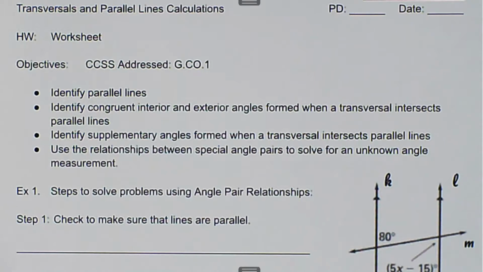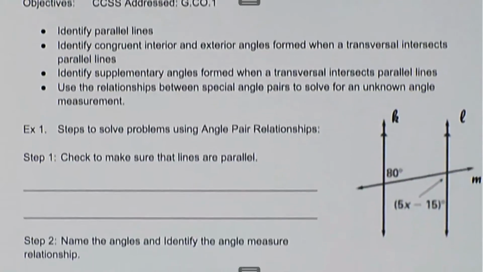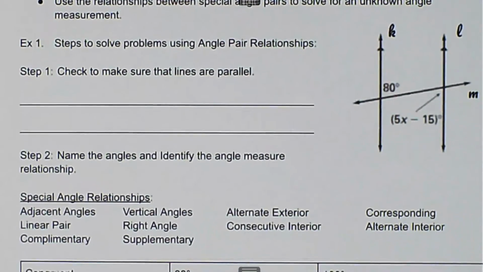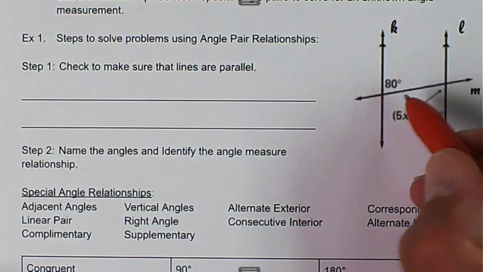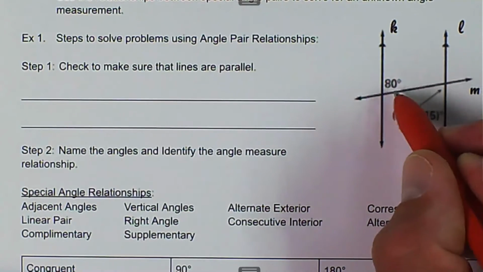And here are some steps that we need to do in order to make sure that we are solving these transversal equations correctly. So the first example, the steps for solving this. Step one, check and make sure that the lines are in fact parallel and where the transversal is. So here we have transversal M.